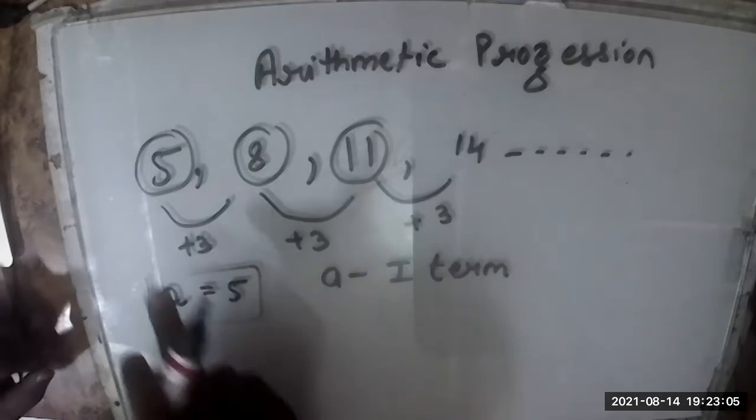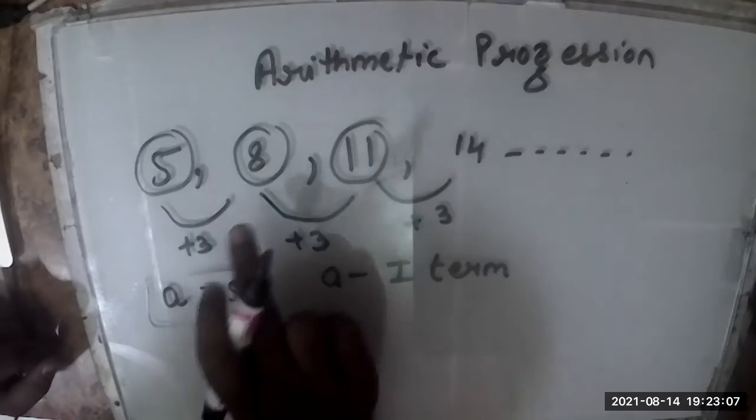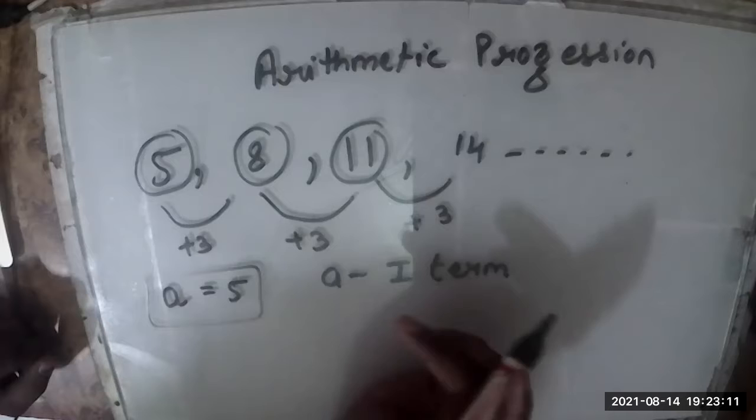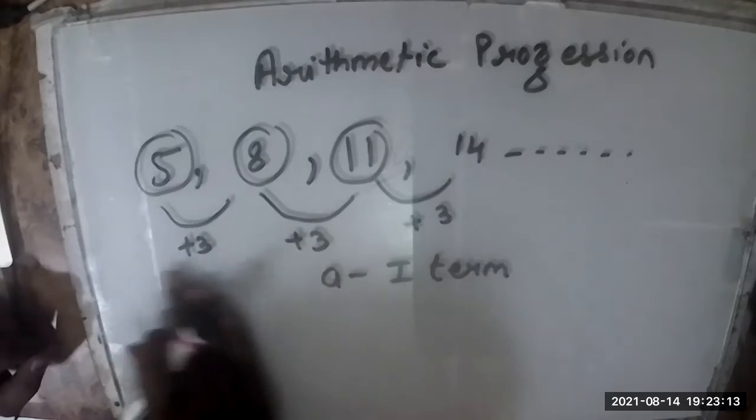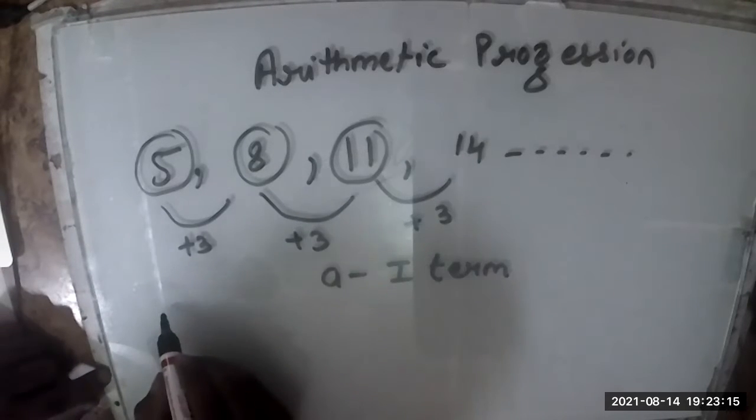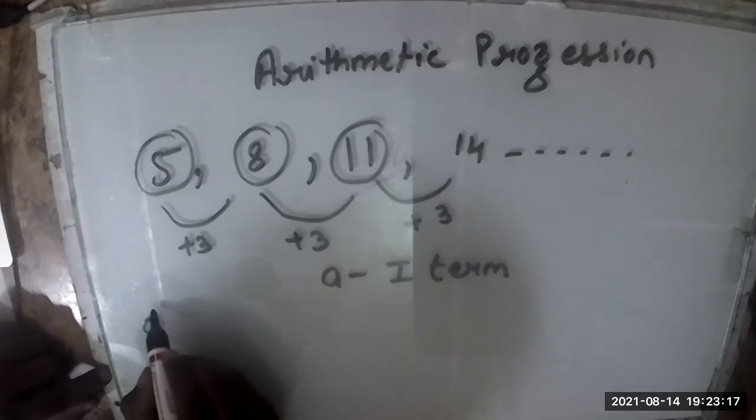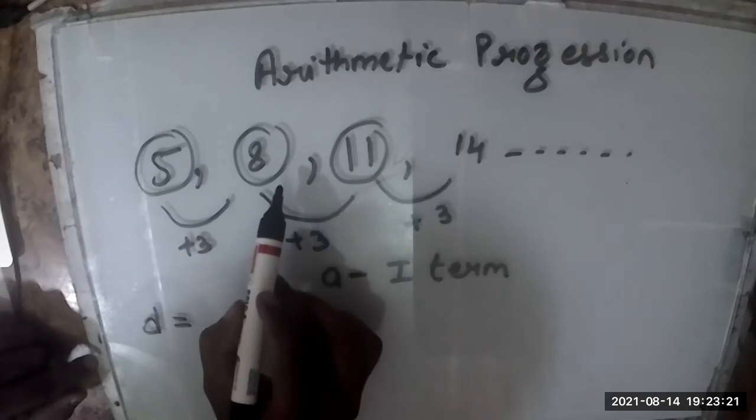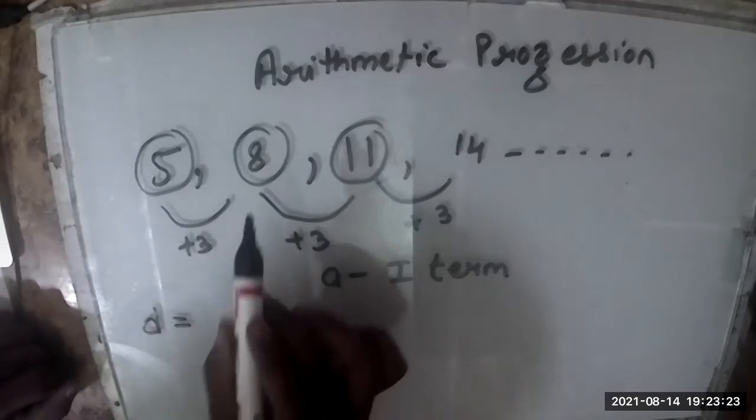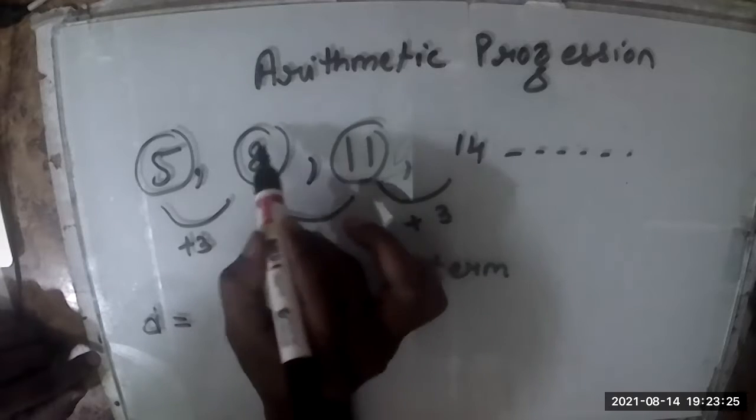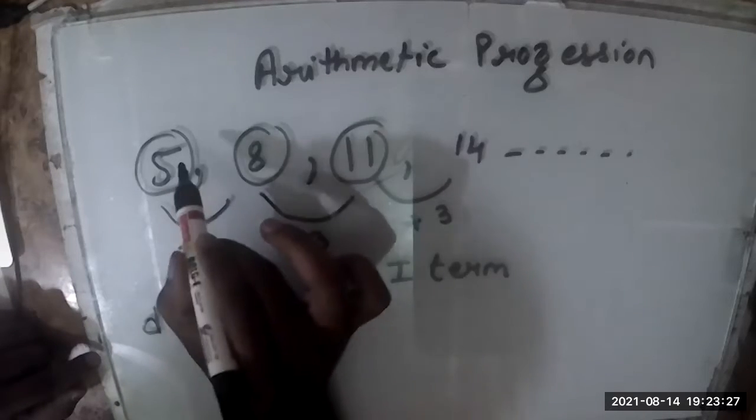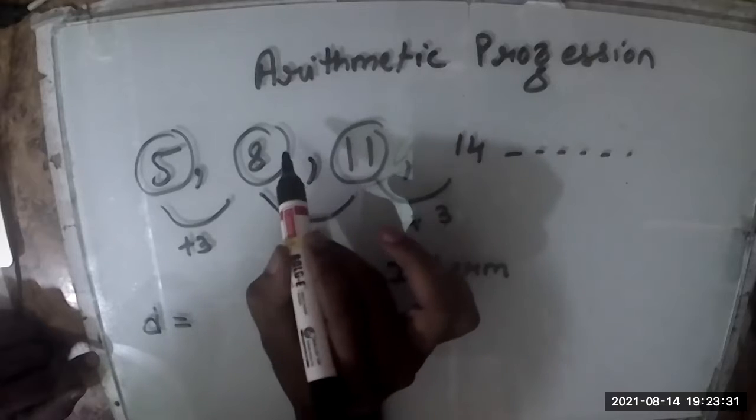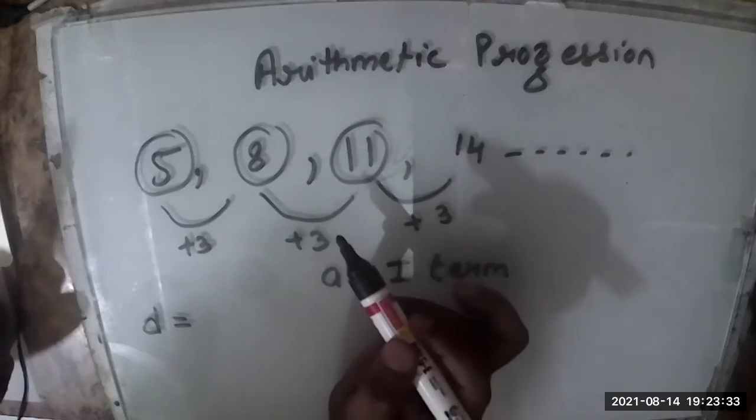After that, there is a common difference. You can see in this series, the common difference is 3. So we have to find a common difference. How to find a common difference? If you want to find a common difference, you can subtract any term with the previous term. For example, here we'll take the second term and subtract the first term from it, or we can take the third term and subtract the second term from it. We'll always get the same difference.